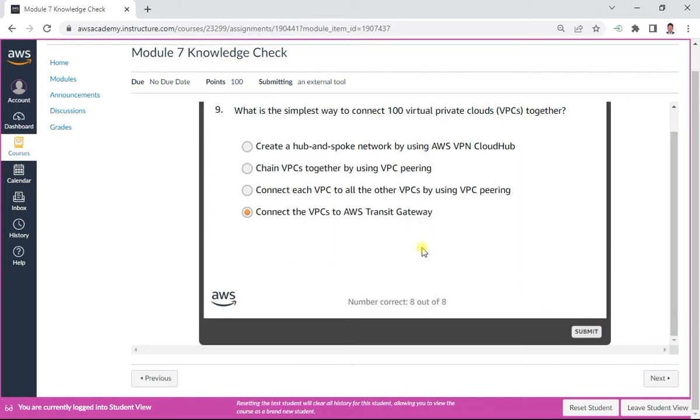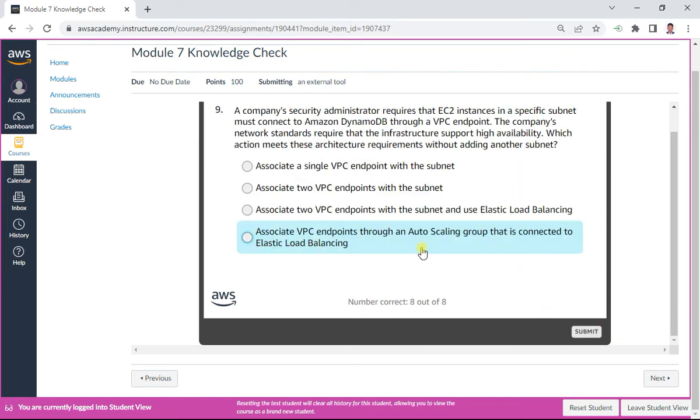Yeah. So now, a company security administrator requires that EC2 instances in a specific subnet must connect to DynamoDB through a VPC endpoint. The company's network standards require that the infrastructure support high availability. Which action meets these architectural requirements without adding another subnet? So associate a single VPC endpoint with the subnet. Okay, this should be the right one.